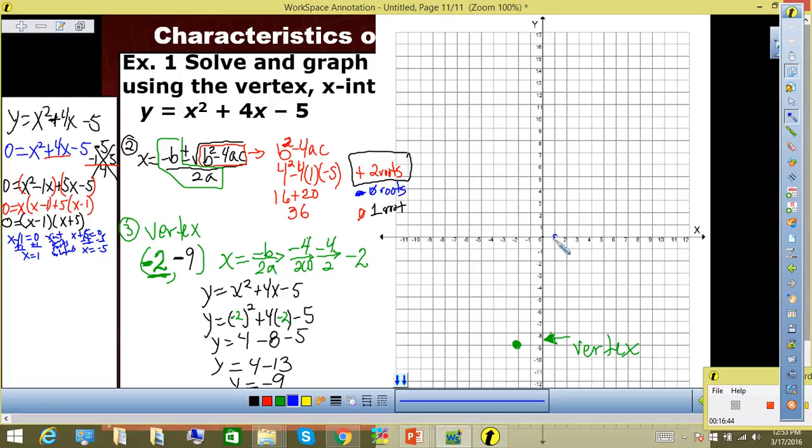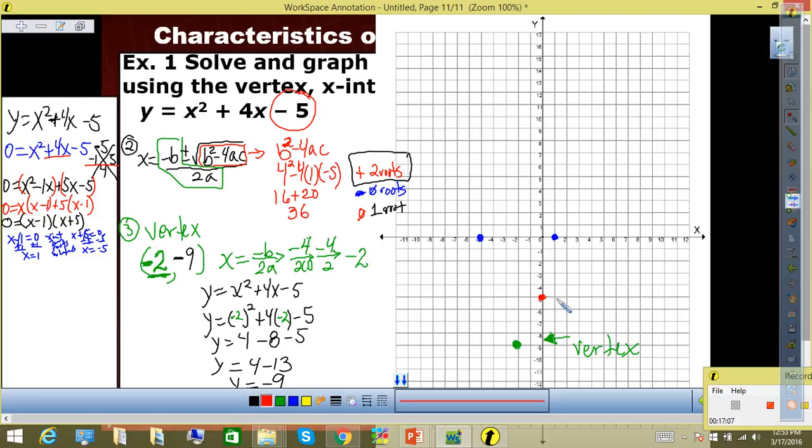1, and I'm doing this in blue so I can keep each thing separate. So 1 is one root and negative 5 is the other root. But we also need our y-intercept. Tell your neighbor the y-intercept, please. Negative 5, I'm going to do that in red. Negative 5 is down here. Okay.